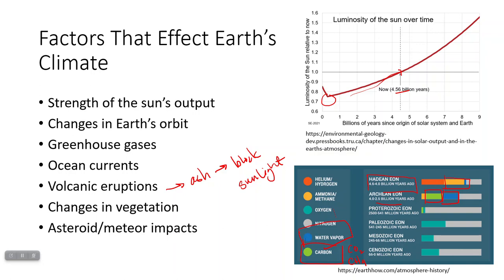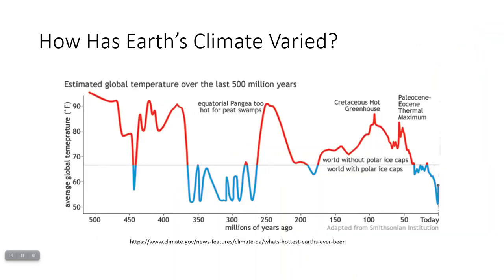And then, as we said before, asteroid and meteor impacts can also affect Earth's climate, such as that big asteroid that impacted at the beginning of the Cretaceous period, about 65 million years ago, in the Yucatan Peninsula. So how has Earth's climate varied? We have been able to kind of estimate the average global temperature, amounts of greenhouse gases in the air, etc., for the past 500 million years or so, and I'll talk about how in a few moments.